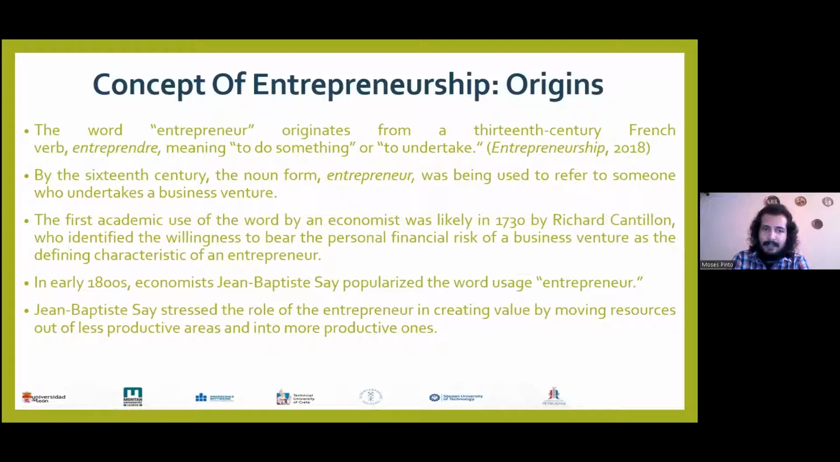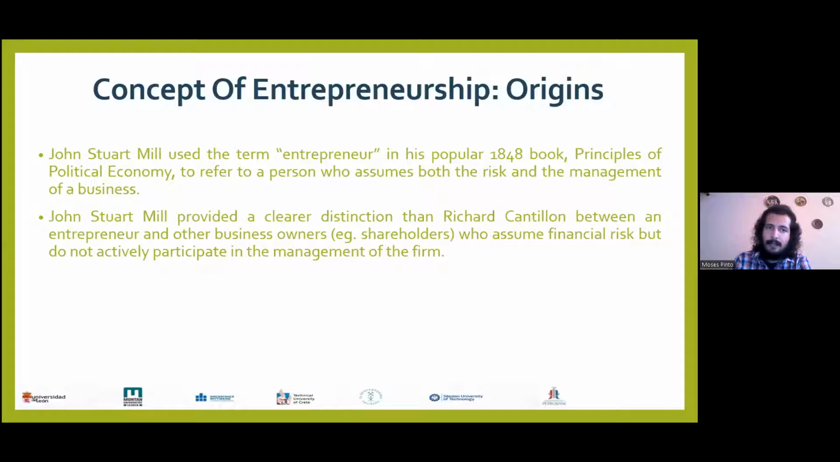In the early 1800s, economist John Baptist Say popularized the word usage entrepreneur. John Baptist Say stressed the role of the entrepreneur in creating value by moving resources out of less productive areas and into more productive ones. Next, John Stuart Mill used the term entrepreneur in his popular 1848 book titled Principles of Political Economy to refer to a person who assumes both the risk and the management of a business. The key word here being risk. John Stuart Mill provided a clearer distinction than Richard Cantillon between an entrepreneur and other business owners. For instance, shareholders who assume financial risk as well, but they do not actively participate in the management of the firm.